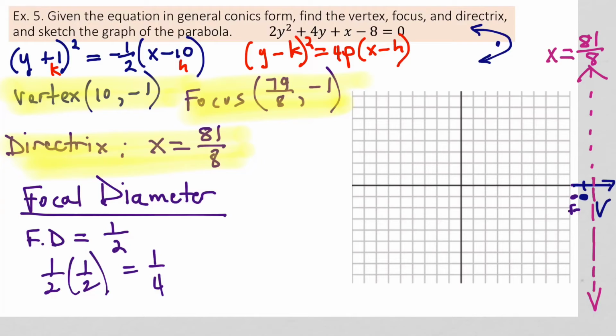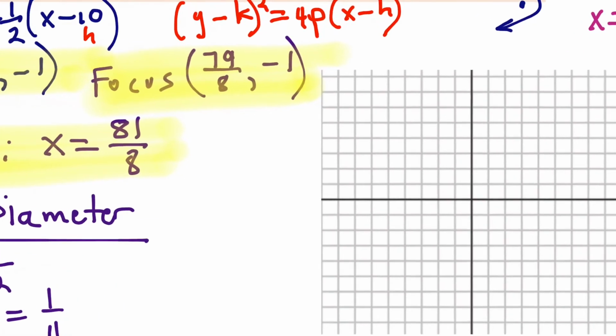Let's just see if I can get it in there. 1/4 up this way. And let's erase that F so we have enough room. And 1/4 down this way. All right, so that should be enough information then to get my parabola drawn in there accurately. Let's just make this a little bigger.